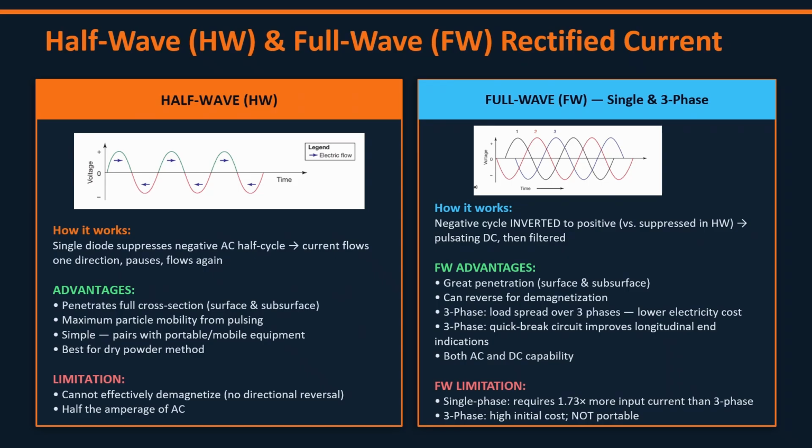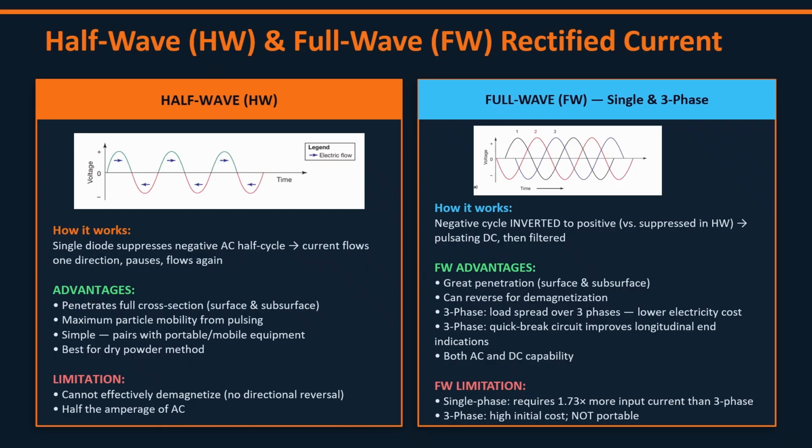Half-wave and full-wave rectification are best understood by looking at what happens to the AC waveform. In half-wave rectification, one half of the AC cycle is suppressed. The result is a pulsating current that flows in one direction with pauses between pulses. Those strong pulses provide excellent particle mobility. That is why half-wave is commonly associated with dry powder MT and portable equipment. The method can provide useful penetration while keeping the equipment relatively simple.